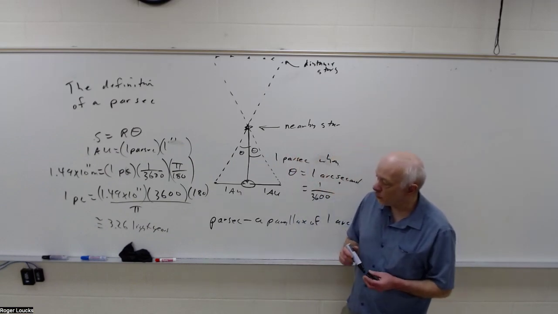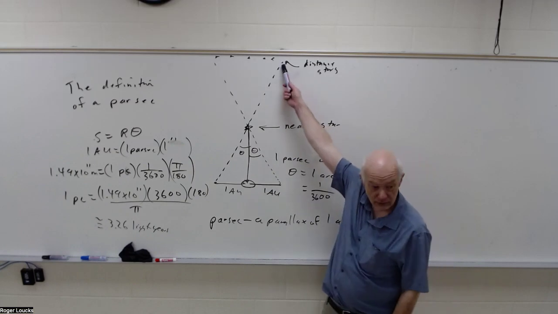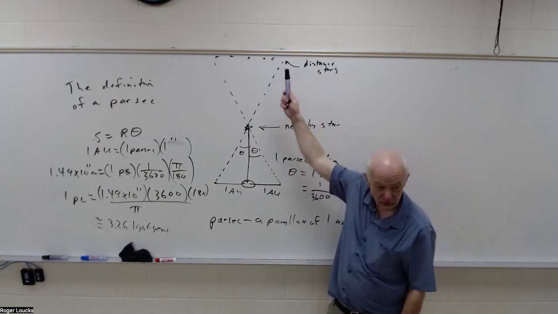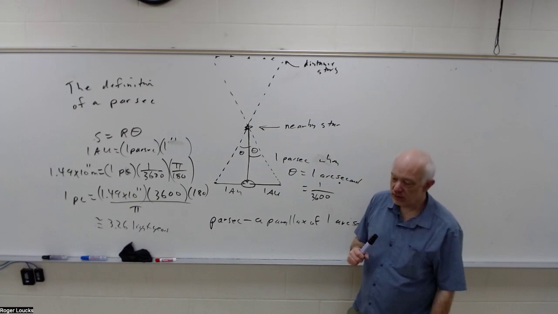Okay. So that's formally how you define a parsec. Now, in principle, these stars out here will have a parallax too. But why don't you measure the parallax for these? Because the parallax angle is going to be remarkably small.